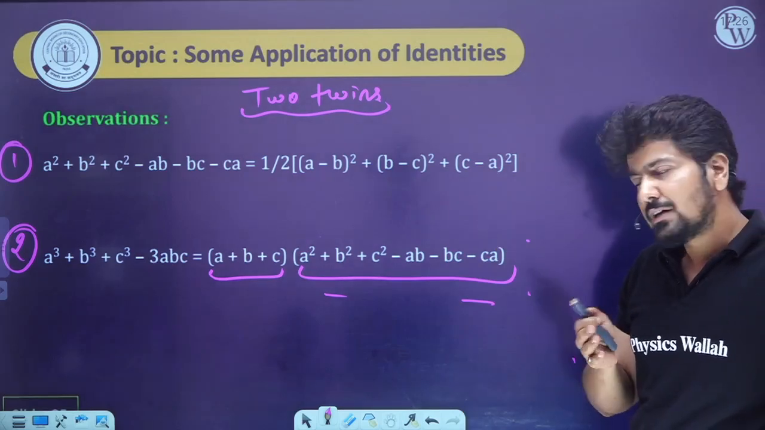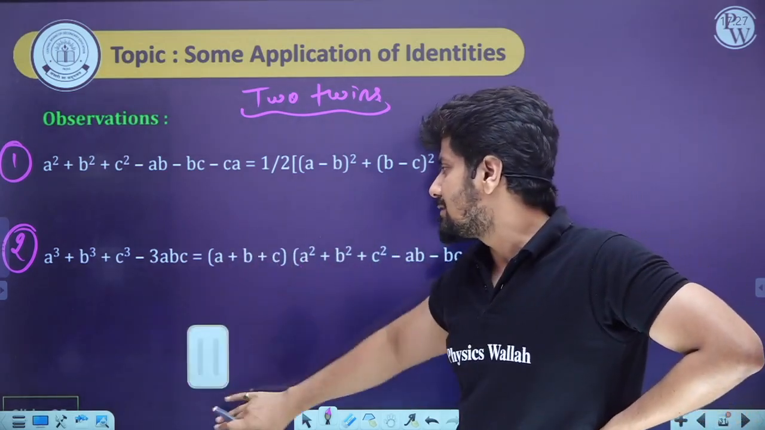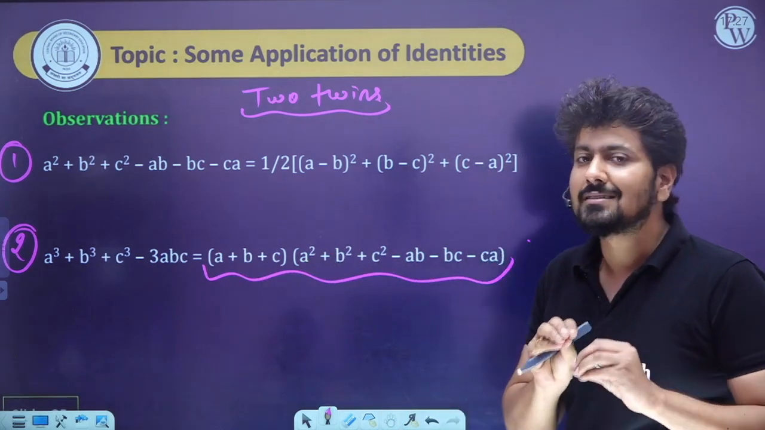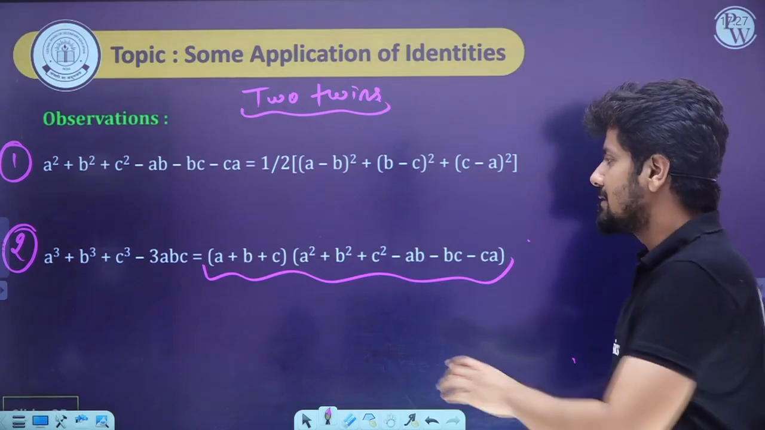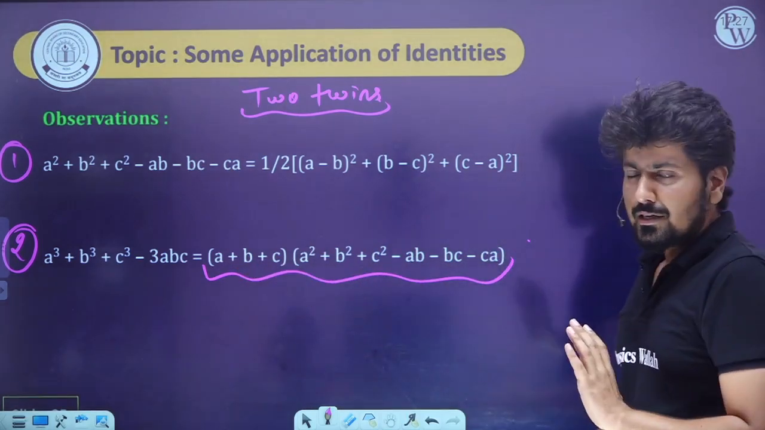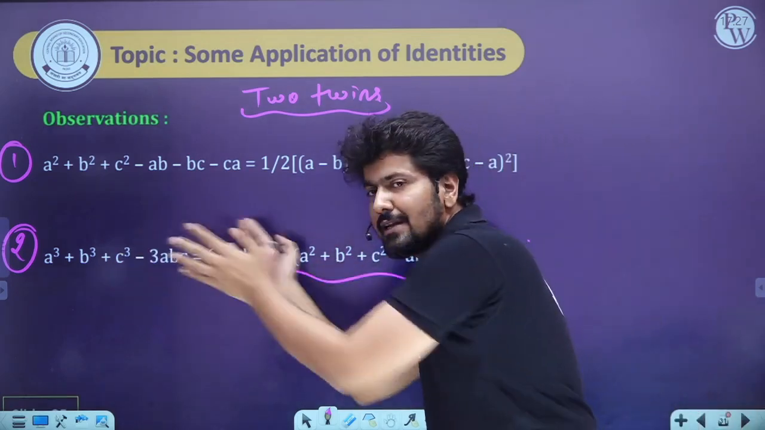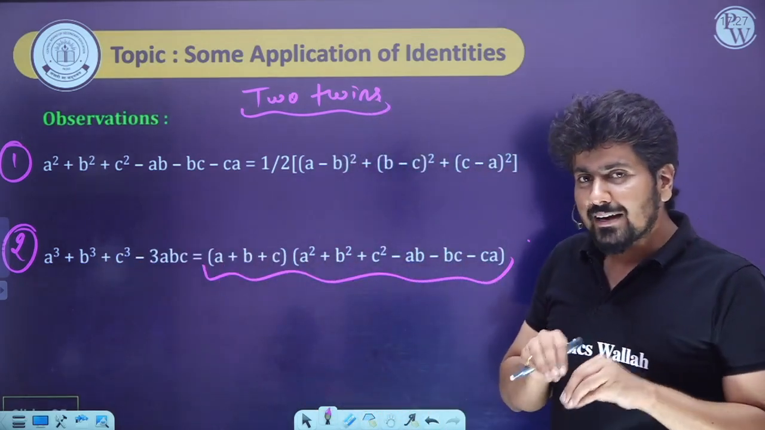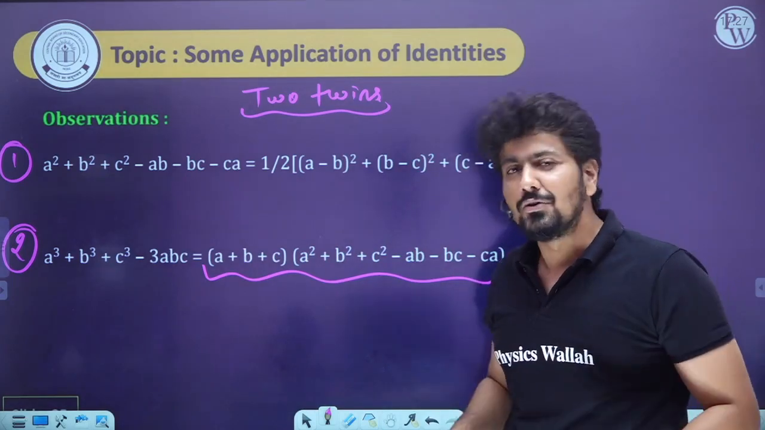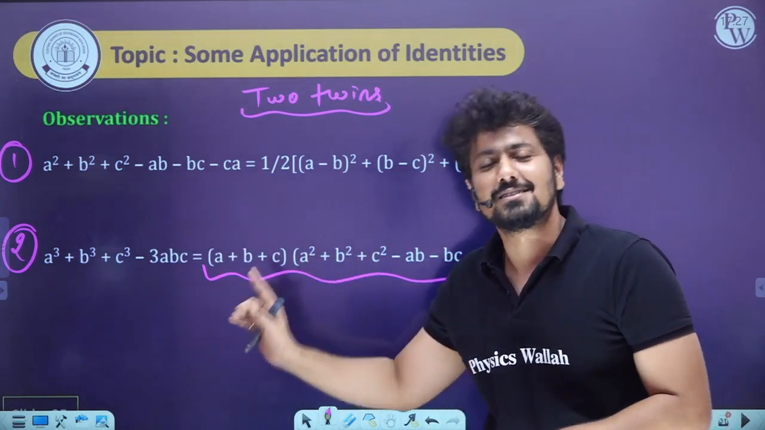How to prove this one? Simply multiply these two. If you multiply these two expressions, it is going to take some time: multiply a with this entire thing, then b, then c. If you multiply these two, you will get this one. But do we need to do that right now? No. Do you need to do that later on? No. You just simply need to remember this one.